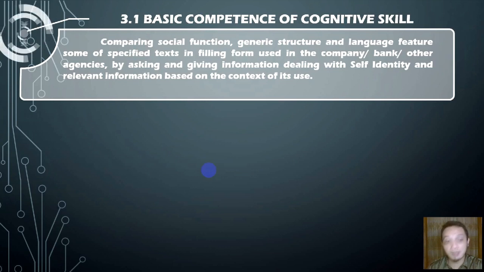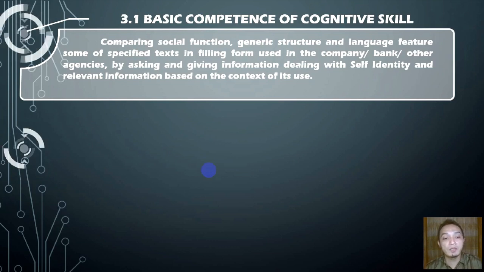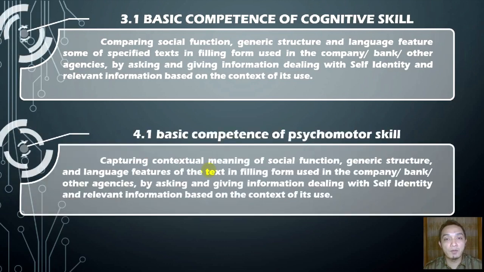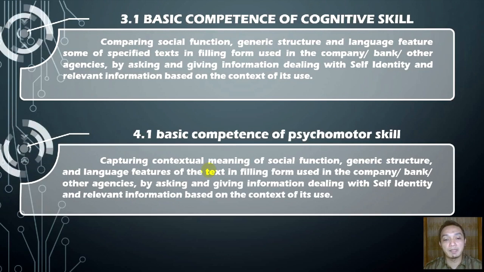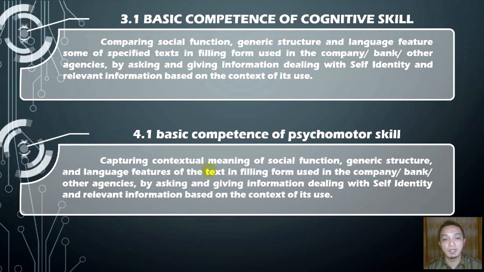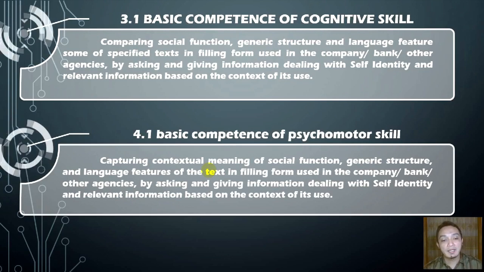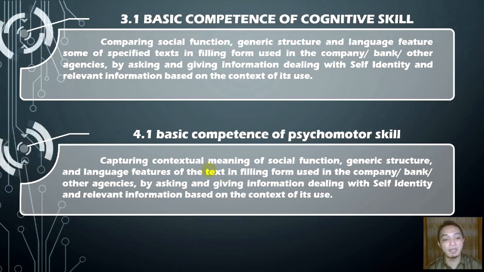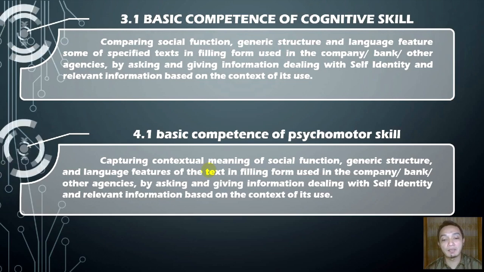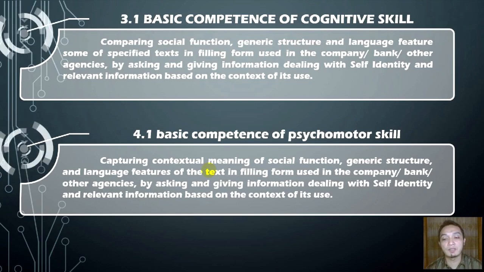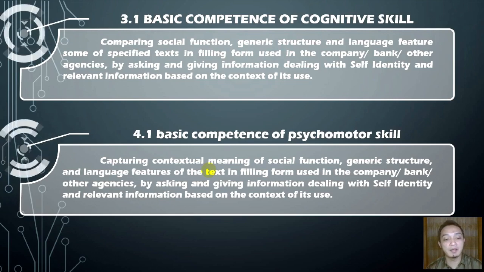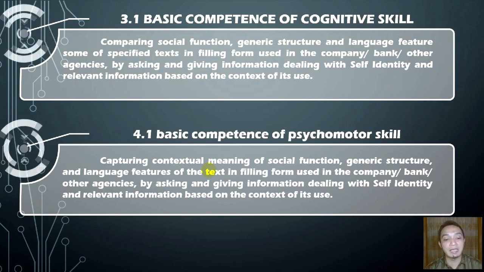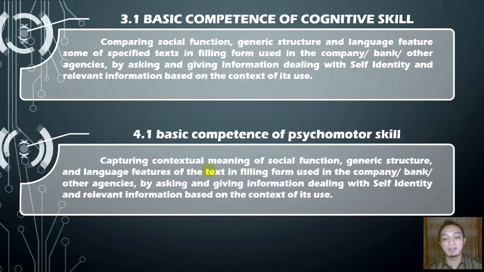Then next, I also give you the following 4.1 basic competence of psychomotor skill. The contents is capturing the contextual meaning of social function, generic structure, and language features of the text in a filling form used in the company, bank, other agencies, by asking and giving information dealing with self-identity and relevant information based on the context of its use.